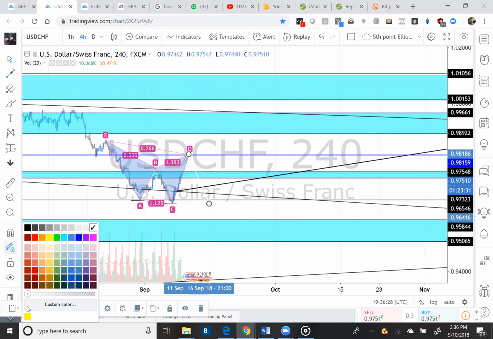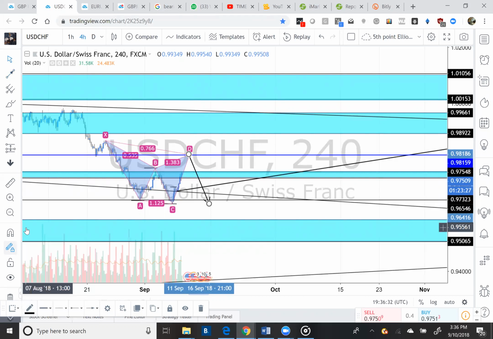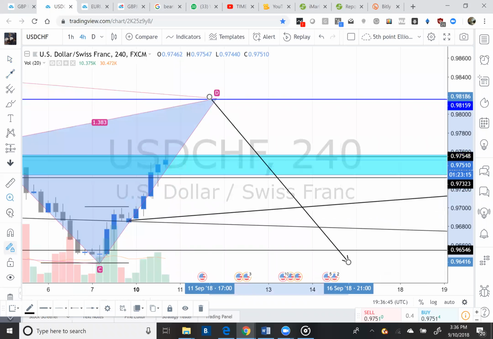Change the color back. All right, and let's see how much pips is that. Well, from where it is right now, if you zoom into where it is, you see that it's about 64 pips, right?